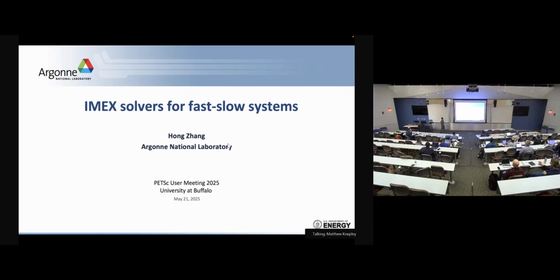And this new feature made my life much easier when dealing with the fast-slow systems arising in power systems. So today I would like to introduce it quickly. Hopefully it's useful for other folks who are working on similar problems.